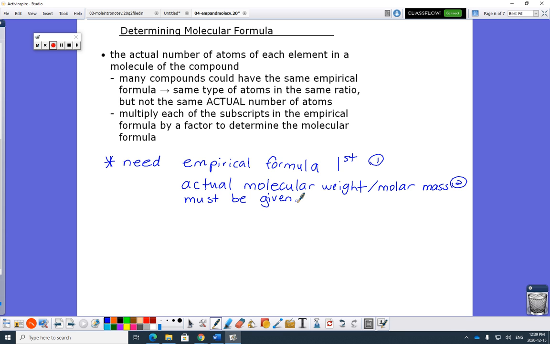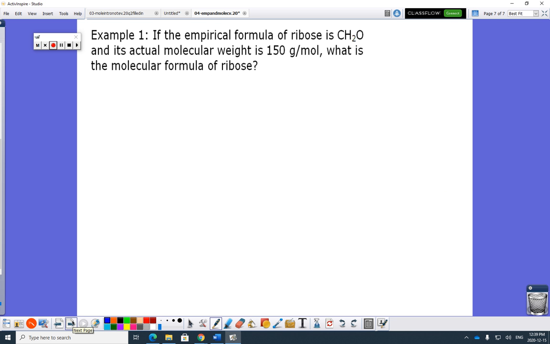Okay? So if the empirical formula of ribose is CH2O, we're given that. There's our number 1. And its actual molecular weight, there it is, number 2. What is the molecular formula of ribose? Doing the molecular formula is actually pretty straightforward. And if you are the kind of person who can easily see relationships between numbers, then you actually maybe need to do very little math here, but it's always good to show it, okay?